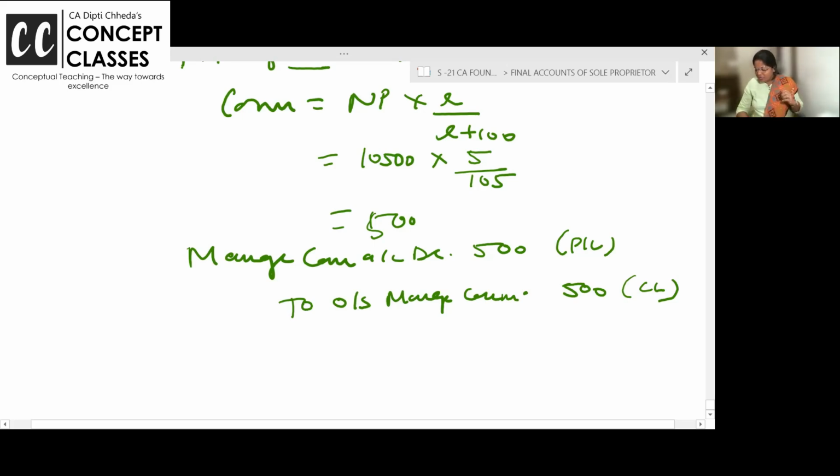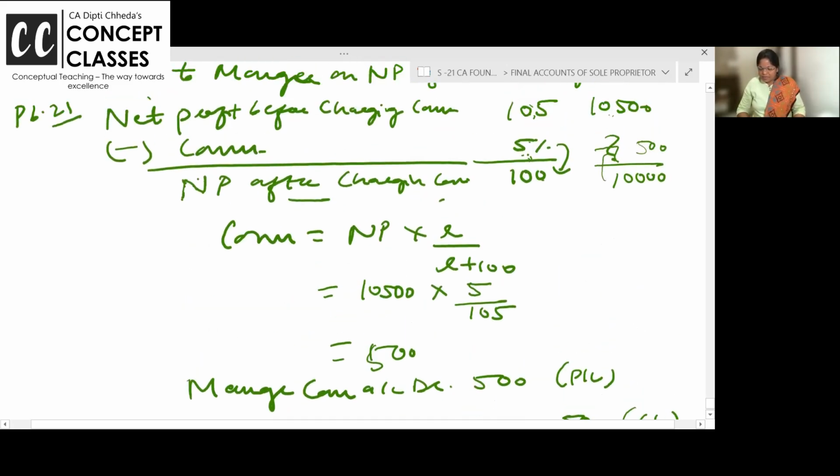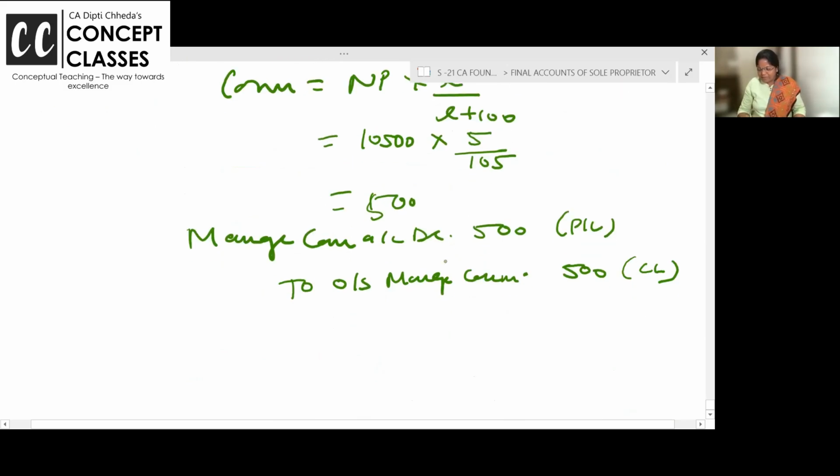Nice, clear to all of you. Manager's remuneration: debit to outstanding manager's remuneration. Manager, I have to pay you 500. It's a liability and it's my expense also. Like expense to outstanding expense. Kal ka class.